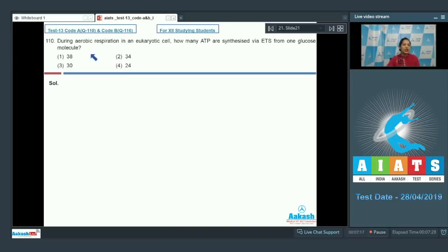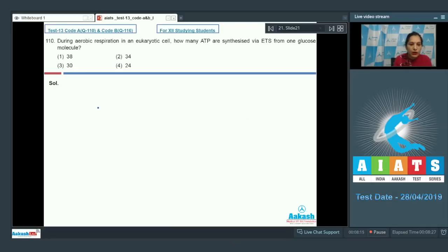Question number 110. During aerobic respiration in a eukaryotic cell, how many ATP are synthesized via ETS from one glucose molecule? First option 38, second 34, third 30, fourth 24. So you have to calculate the number of ATP produced via ETS only. The NADH2 and the FADH2 produced during glucose oxidation undergo ETS to produce the ATP molecules. It means we should not count the ATP produced by substrate level phosphorylation.